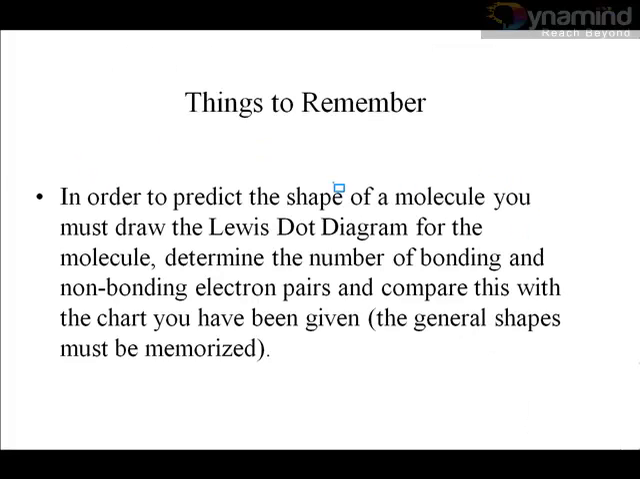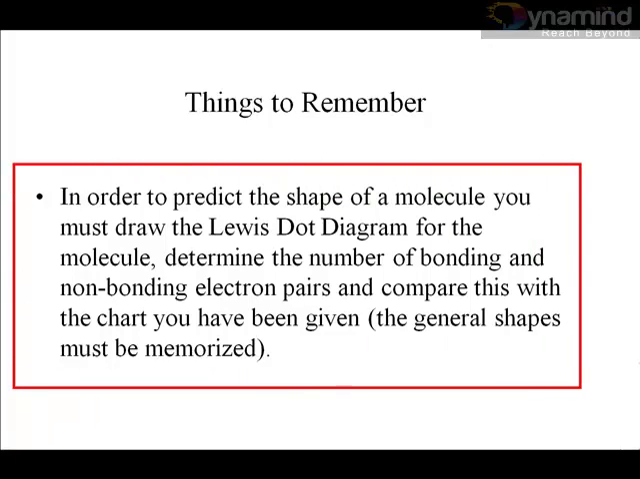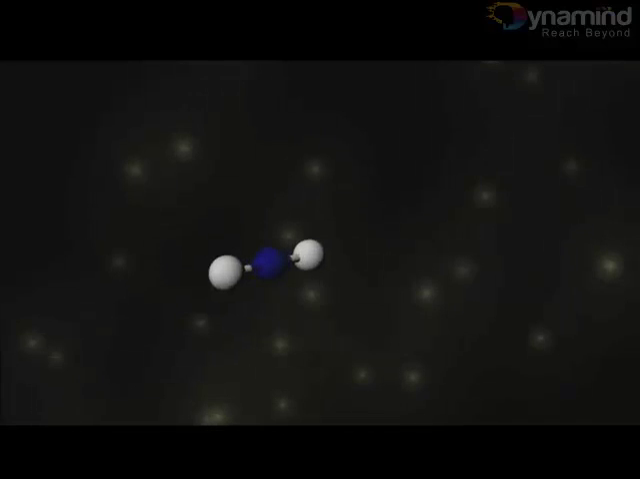So you have to remember that in order to predict the shape of a molecule, you must draw the Lewis diagram for the molecule and then determine the number of bonding and non-bonding electron pairs and compare this with the chart, the kind of thing that I have discussed till now for general shapes, and you have to memorize these general shapes. This chapter is very important, and in this the concept of VSEPR is of utmost importance. Therefore I would like to play a movie for you so that you get the complete visualization of these molecules.